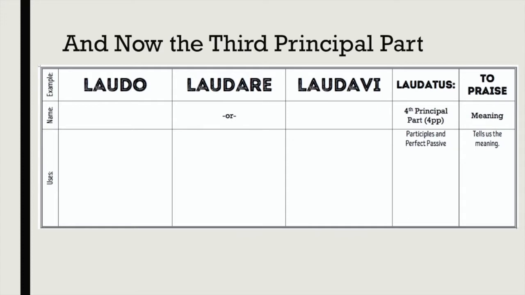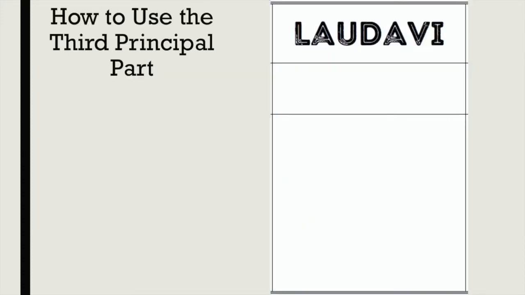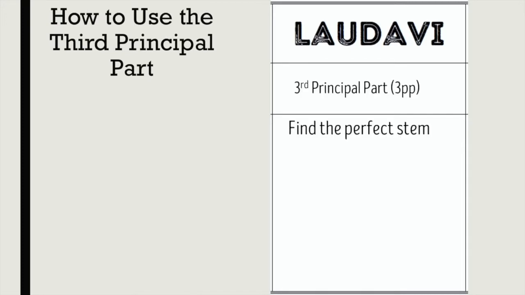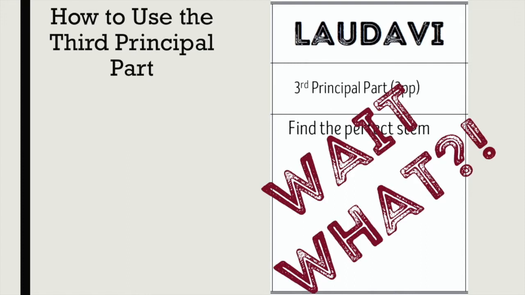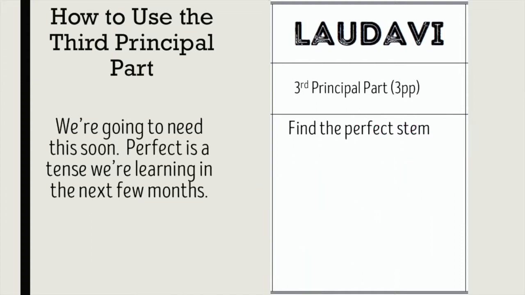All right, and lastly, we're going to do the third principal part. So we've done this one, and we're on to this one. So for the third principal part, or the 3PP, you're going to use it to find the perfect stem. And again, I can hear you: wait, what? Perfect stem? That's okay. We're going to need this soon. Perfect is a tense we're going to learn in the next, it says few months, but probably the next month. And I just want to teach it to you now so you know how to do it when the time comes, rather than having to go back and reteach verb dictionary entries. So to find the perfect stem, you just drop the I off that third principal part.